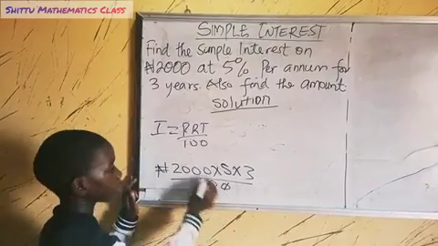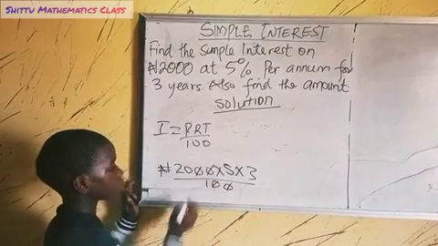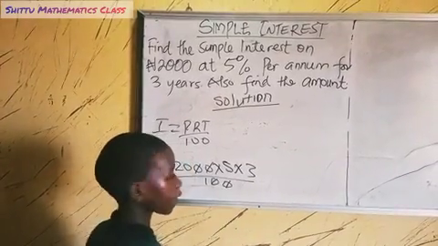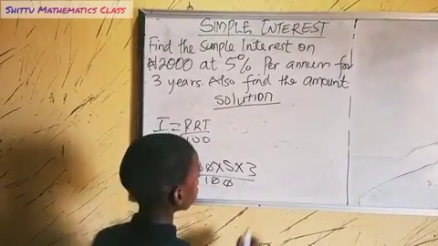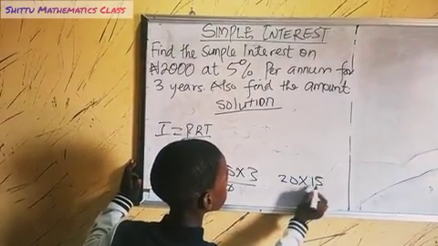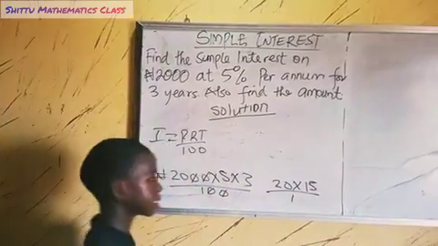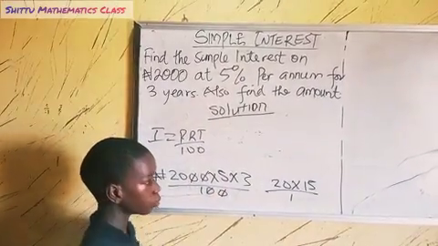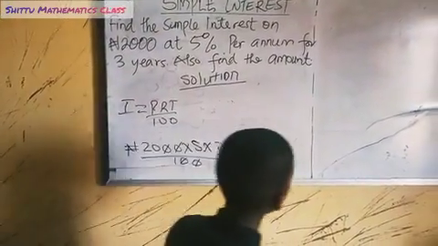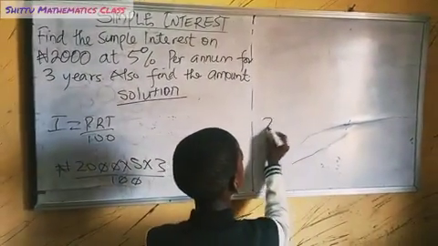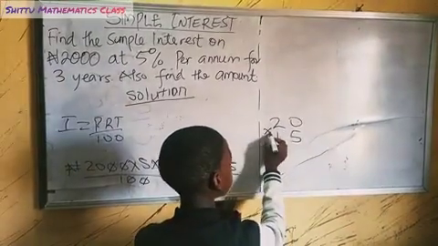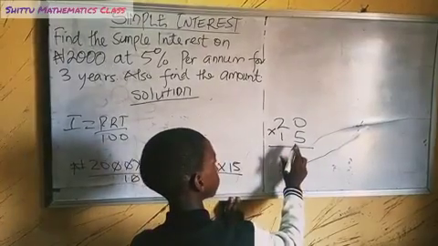So this 0, we cancel this 0. This 0, we cancel this 0. To make it easier, we say this 5 multiplied by this 3. So we have 20 multiplied by 15 over 1, because 5 multiplied by 3 will give you 15. So 20 multiplied by 15, and don't forget to put your multiplication sign, which is like this, over.